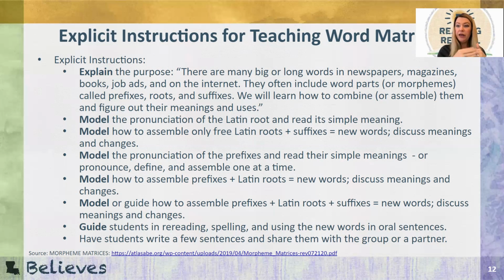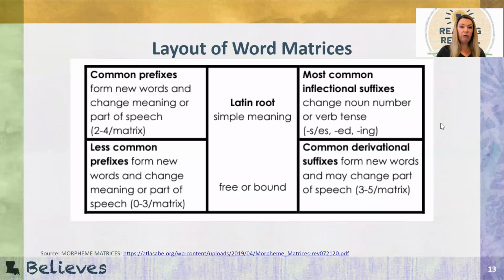And you're going to model the activity, the links at the bottom, but the activity allows them, as they look at these word matrices, to list the new words that they're creating once they start doing this on their own. And there's about 3 lines for them to start writing sentences using some of the words. So let's see exactly what this looks like.